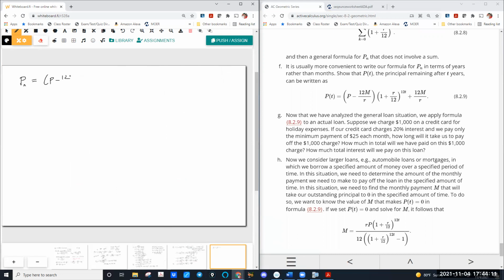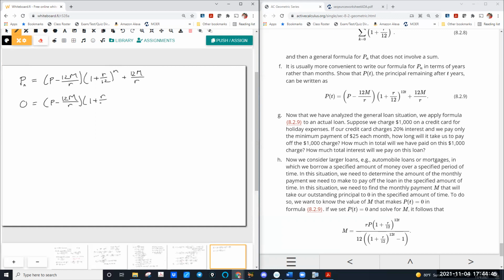P minus 12m over r times 1 plus r over 12 to the n. Again, I'm just going to do it in number of months. I'm not going to worry about changing it to years. We can convert at the end. This is our formula. Now, if we want to pay off a whole balance, we want the principal after all our payments to be 0. So what we do is we set this to 0, and we solve this guy for n.